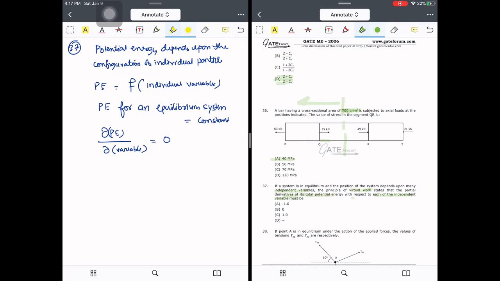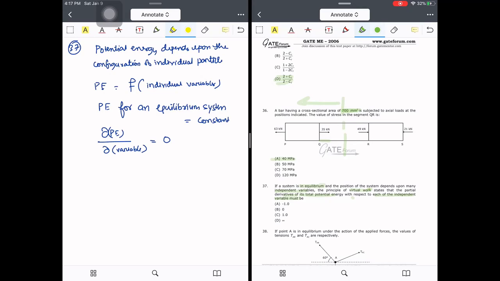Question number 35. If a system is in equilibrium and the position of the system depends upon many independent variables, the principle of virtual work states that the partial derivative of its total energy with respect to each of the independent variables must be. So as we know, potential energy is the energy based on the configuration of each and every point in a system. So when we change the variable, our potential energy also changes.